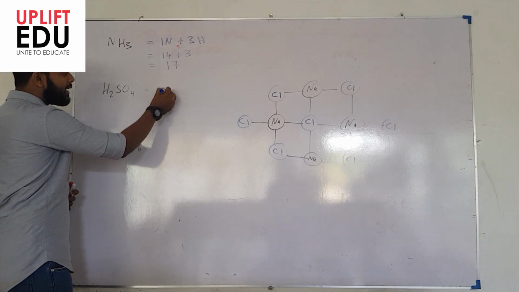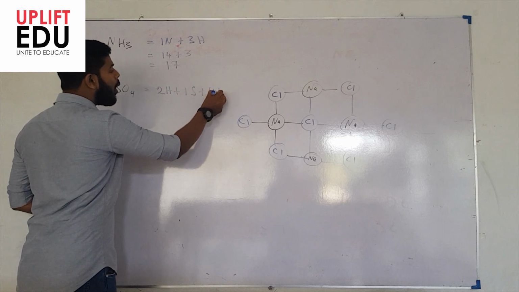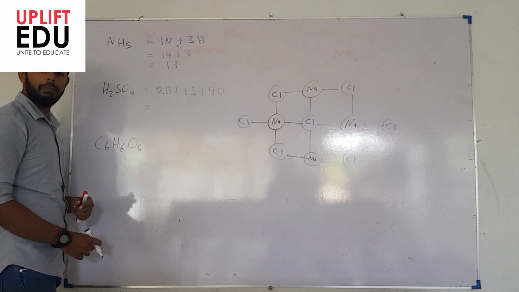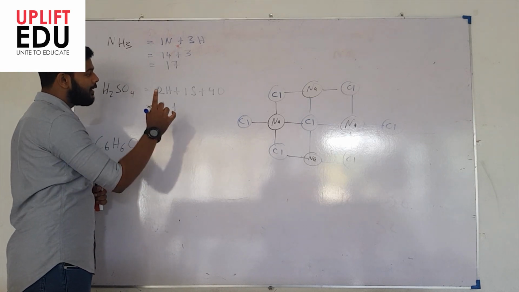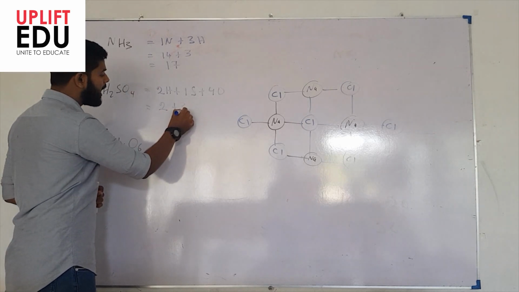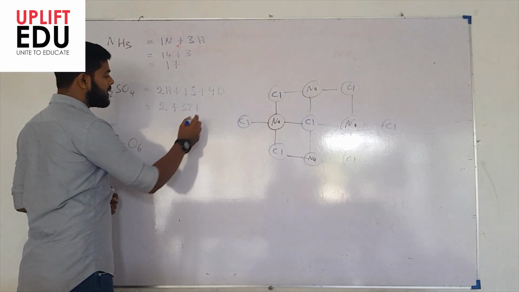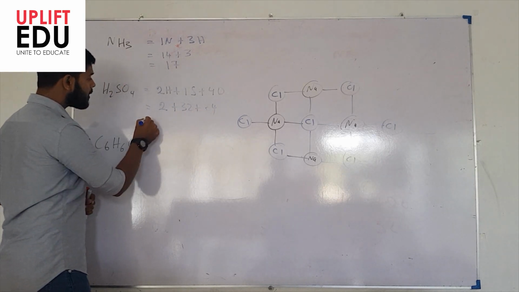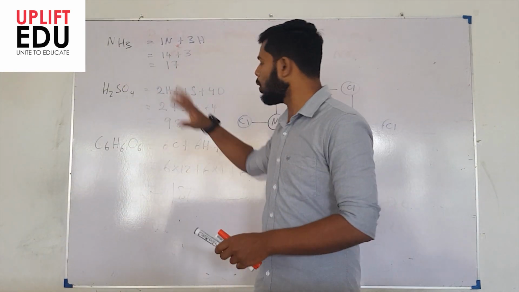We have 2 hydrogen atoms plus 1 sulfur atom plus 4 oxygen atoms. The relative atomic mass of hydrogen is 1. We have 2 hydrogen, so we have to add 2. 1 sulfur, the relative atomic mass of sulfur is 32, plus oxygen is 16 and there are 4 oxygen, so there will be 64. We will get a value of 98. These are done working on the relative molecular mass.